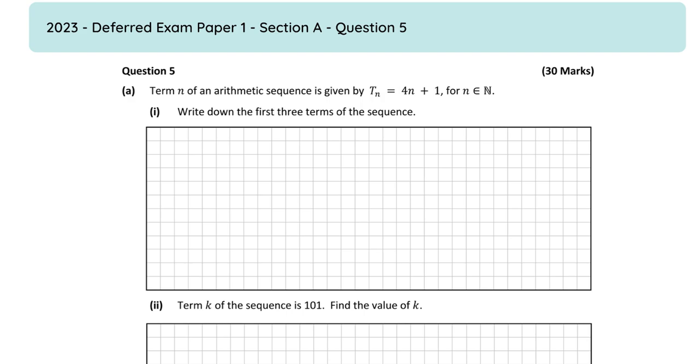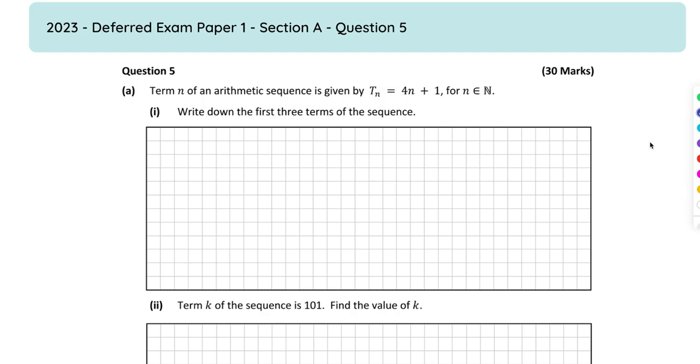In this video, we're going to take a look at some exam paper questions relating to arithmetic sequences. So in this, we're going to need to recall how arithmetic sequences function, what the properties of them are, and how we use the formula.